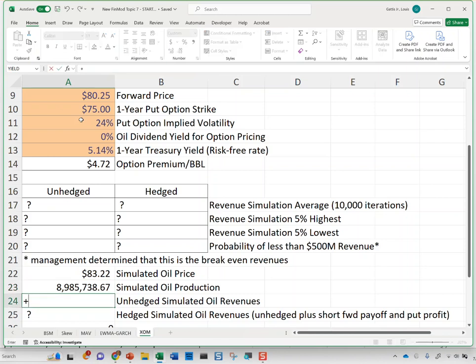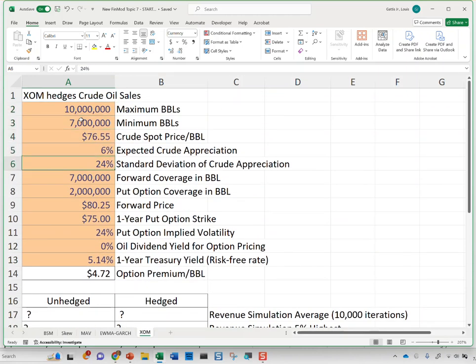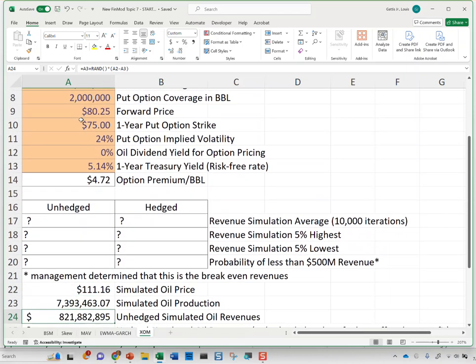So my unhedged revenues are the simulated oil production times the simulated oil price. And every time I hit F9, I get a new random production quantity and a new random price. So it looks like their revenues are going to be in the $700, $800, $900 million range. So what if they hedge, however, getting a forward contract on 7 million, a short forward, and a put option on 2 million? All right, so what are their hedged revenues?